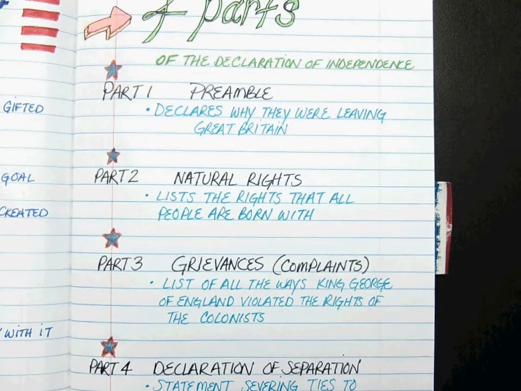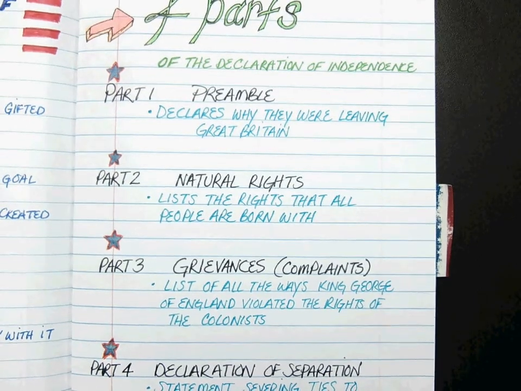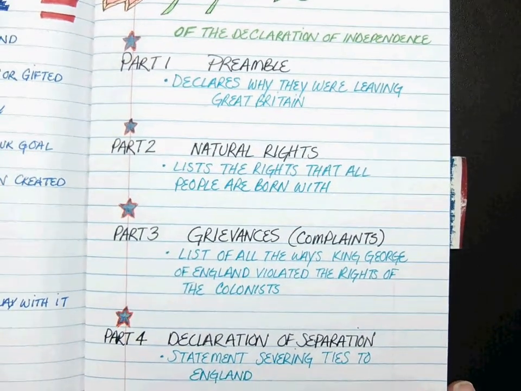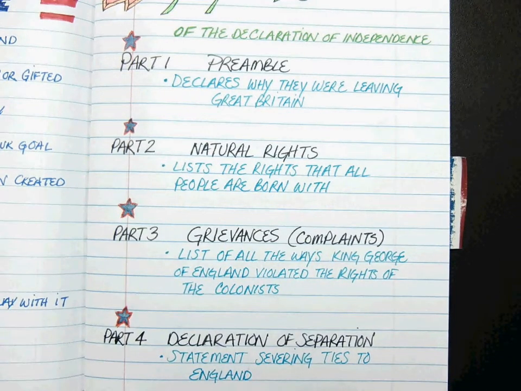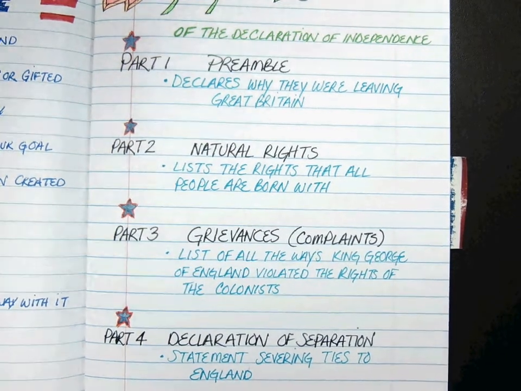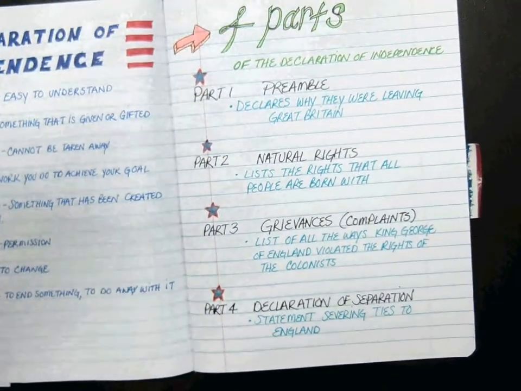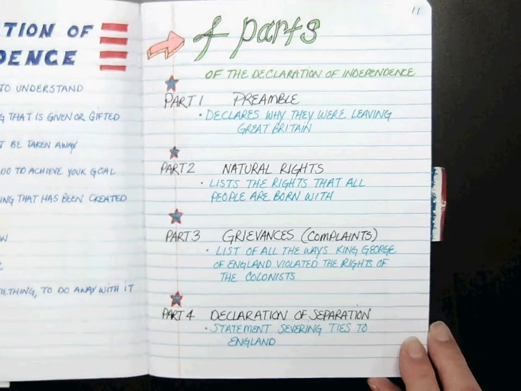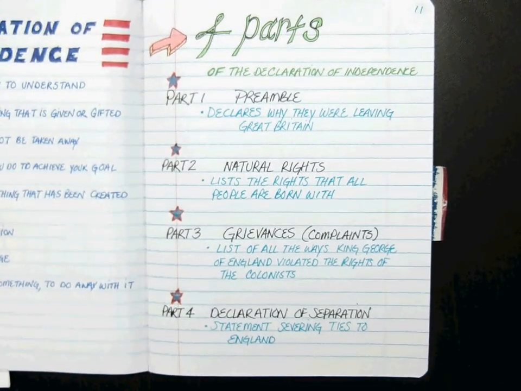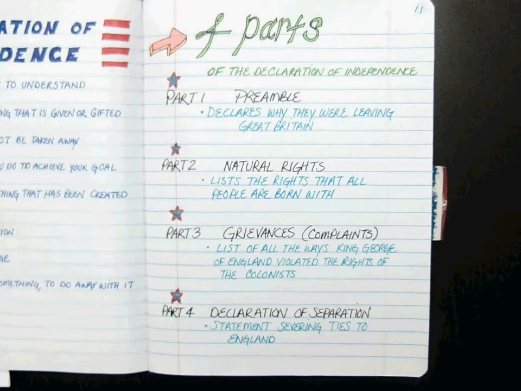Okay? So go ahead. You can pause this if you're having a hard time seeing all of it. Let me see if I can zoom out a little bit here. Maybe that's a little bit better. The 4 parts of the Declaration of Independence: the preamble, the natural rights, the grievances, and finally the Declaration of Separation. This is a document that didn't just go to the King of England and British Parliament. This is a document that was sent to every other nation in Europe as well.